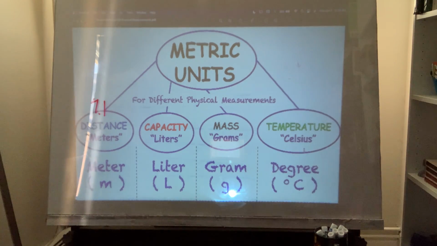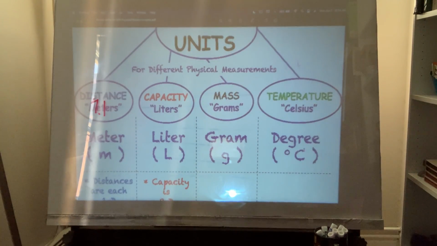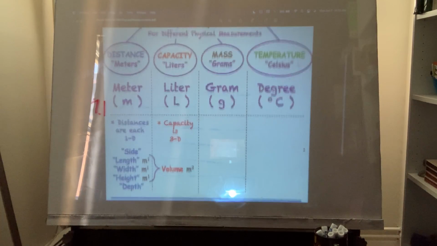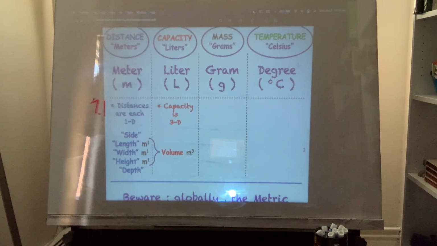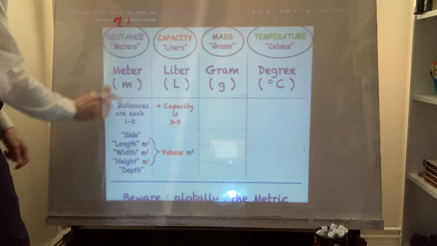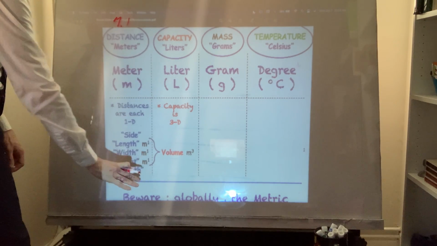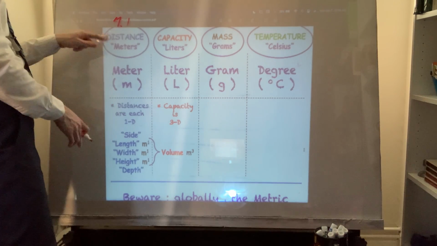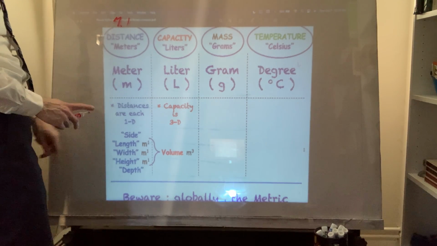Let me move this up just a little bit before I set myself up for failure here. And I'll back this off a wee bit. This is section 7.1, and that really is the subject for today. Introducing metrics and specifically for length, distances.